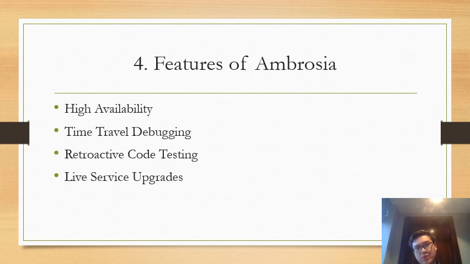Now, let me introduce the features of Ambrosia. The first feature is high availability. Typically, for a distributed system, at any given moment, there exists one primary and multiple secondaries. The primary will produce log, and the secondaries will consume the log until they become primary.